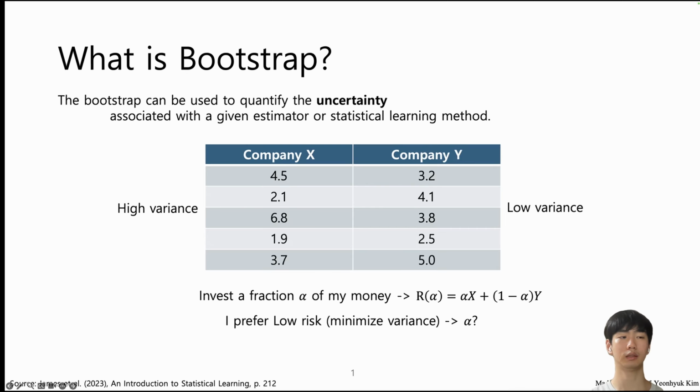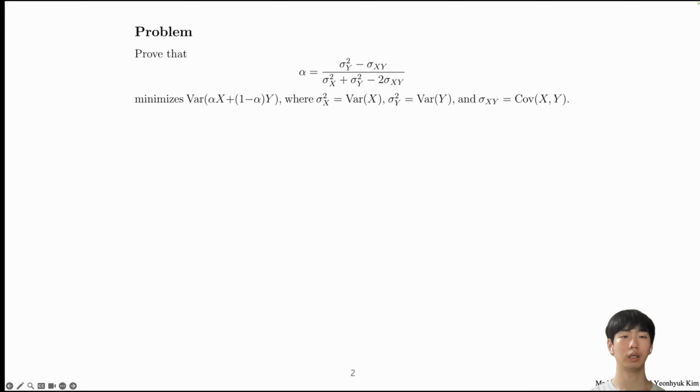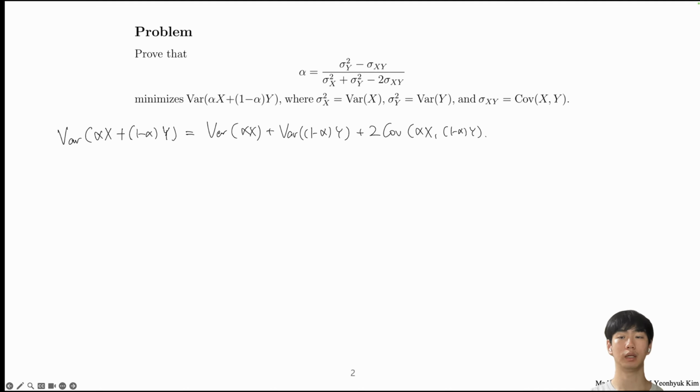Let's take this problem in a mathematical way. Here we have the problem. We are going to prove that the given alpha minimizes the variance of the weighted sum. First, we take the target and split it into the variance of alpha X plus the variance of 1 minus alpha Y plus 2 times the covariance of alpha X and 1 minus alpha Y.